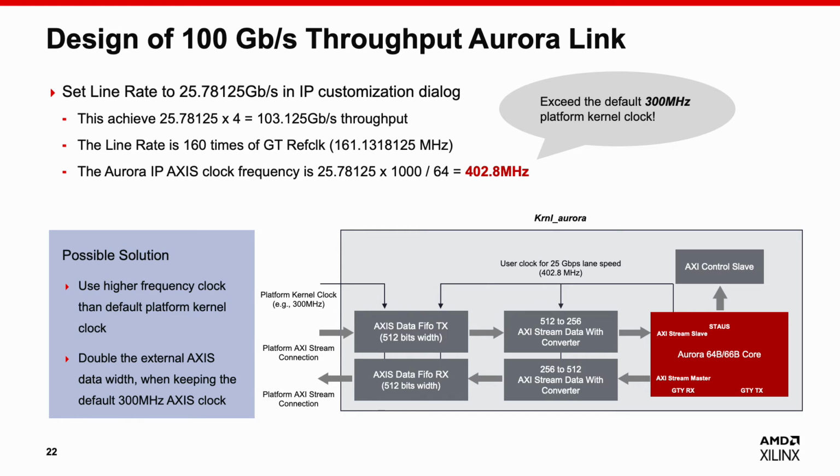It uses wide-to-narrow and narrow-to-wide AXI stream data width converter IP to increase the external AXI stream data bus to 512 bits. Hence, an effective clock as low as 201 MHz can satisfy the data throughput requirement.